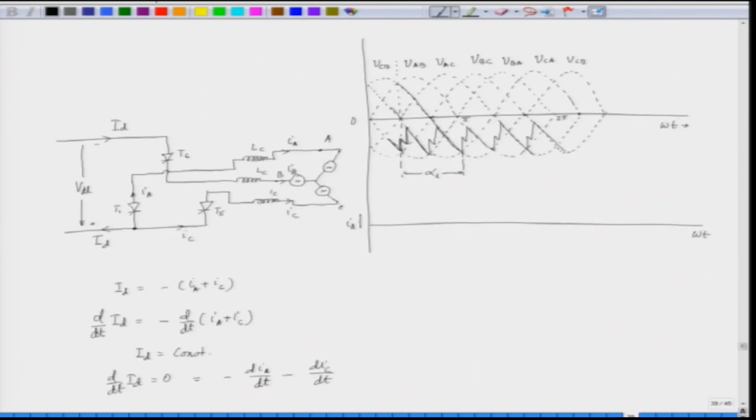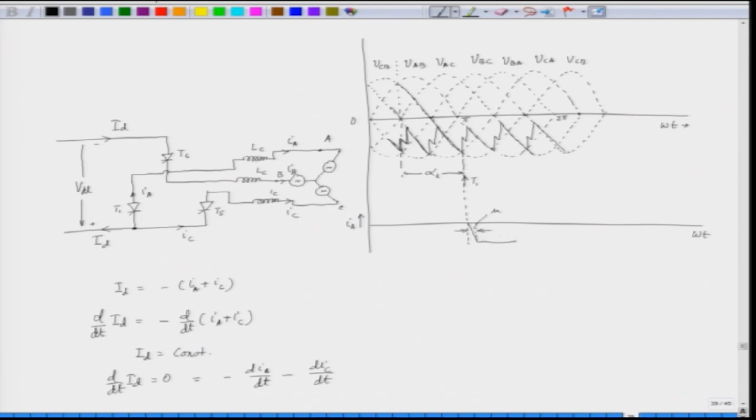So, here if we plot the phase current, let us say we plot here IA. At this instant we are triggering T1. So, T1 is triggered here. So, what will be this current? The current IA will gradually rise from 0 and this will become negative finally, and this is the overlap time. This is mu.